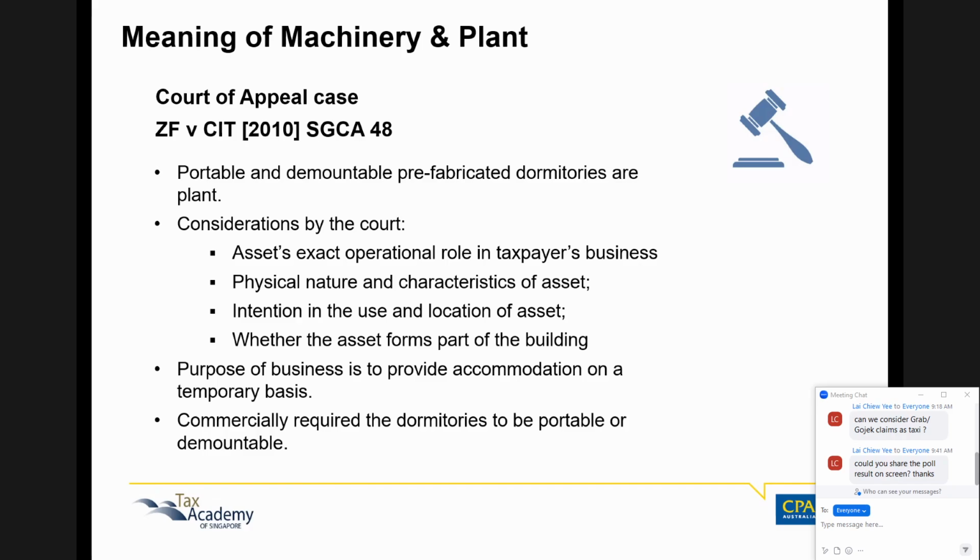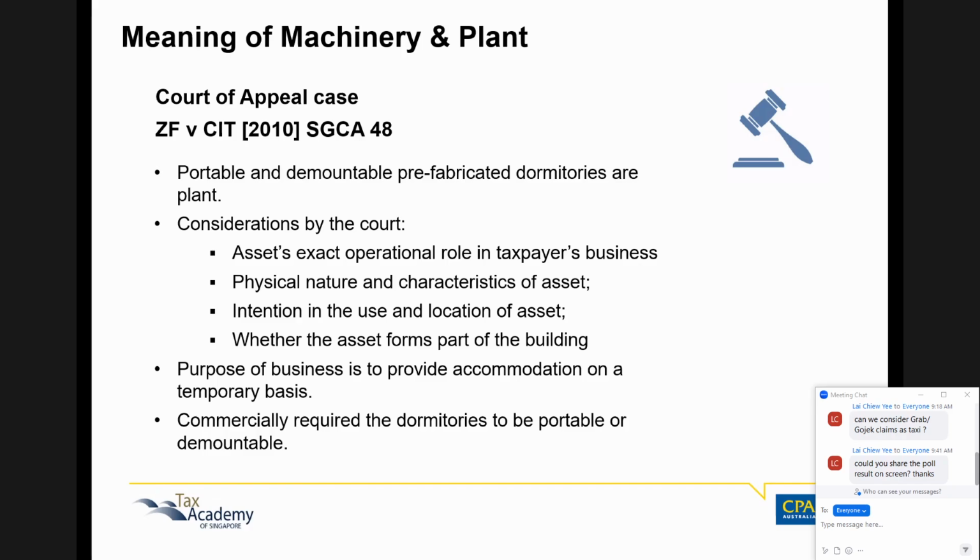The construction company engages this company to build these prefab dormitories at that site so that the workers can rest there. Then after this construction project has ended, this company will dismantle them. And if, let's say, they have another business, they may have to move to another construction site B and build this type of dormitories.